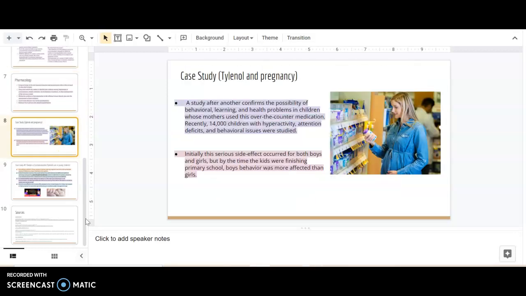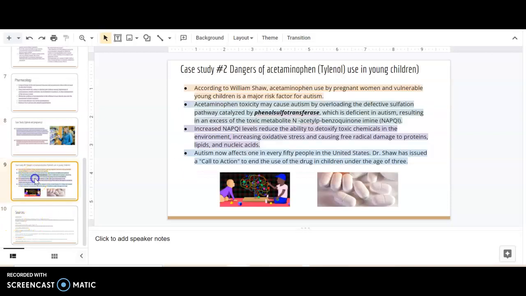Case study. Study after study confirms the possibility of behavioral, learning, and health problems in children whose mothers use this over-the-counter medication. Recently, 14,000 children with hyperactivity, attention deficits, and behavioral issues were studied. Initially, this serious side effect occurred for both boys and girls, but by the time the kids were finishing primary school, boys' behaviors were more affected than the girls'.